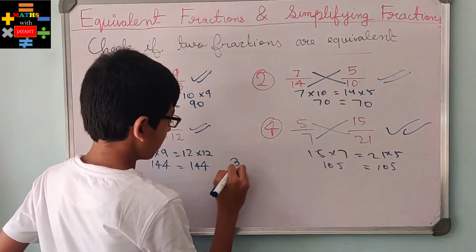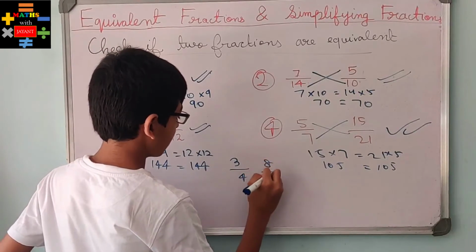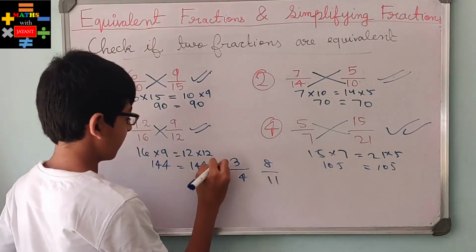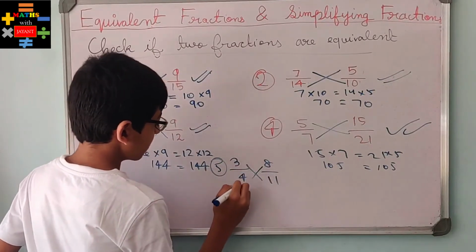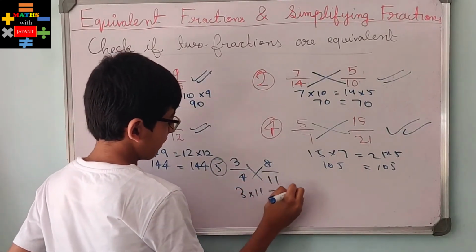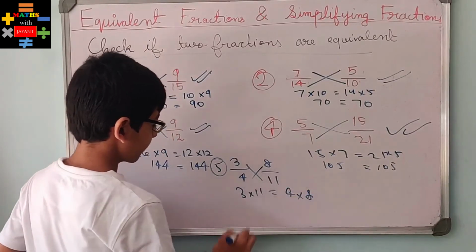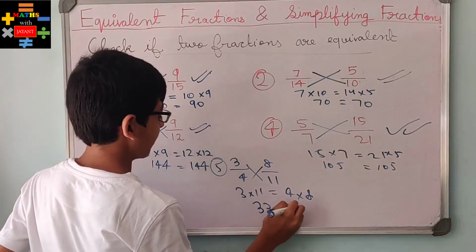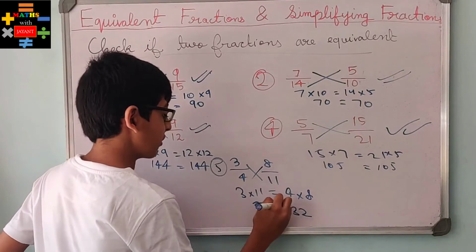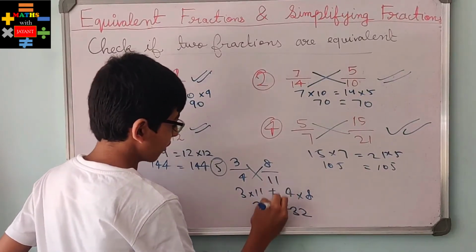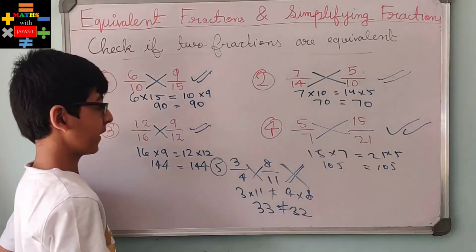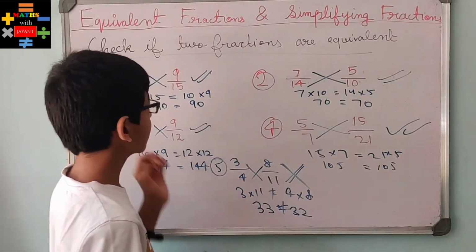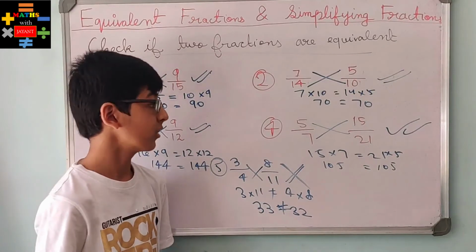Let us have a look at another example. 3 by 4 and 8 by 11. This is our fifth example. So we use cross multiplication. 3 into 11 should be the same as 4 into 8. 3 into 11 is 33. 4 into 8 is 32. As we've not got the same answer, these are not equal. That's why these fractions are not equivalent. So this is how we check if two fractions are equivalent or not.